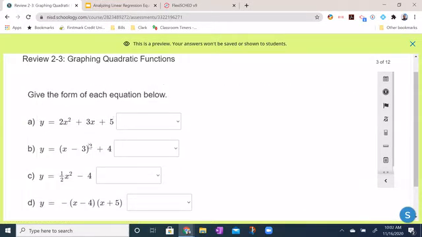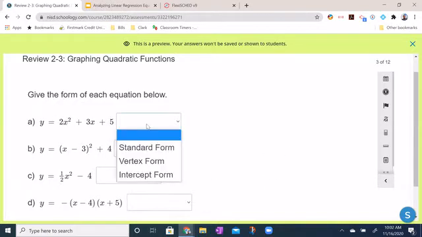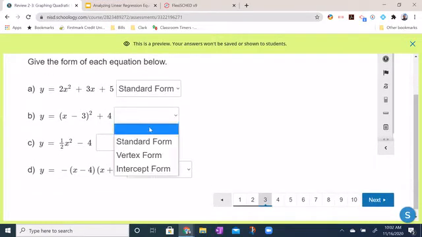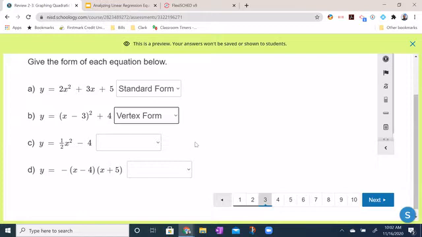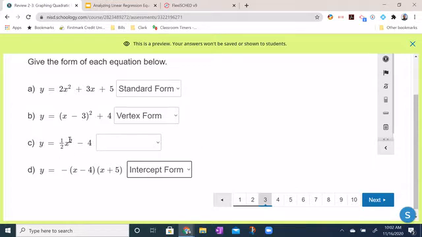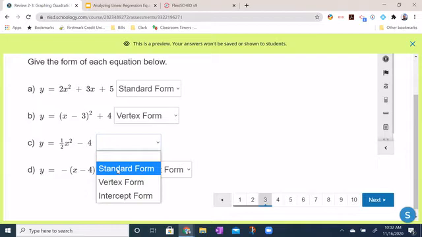And then here you have specific quadratics, and you can put them in whatever form. Here we have a square, no parentheses, standard form all day long. Here we have parentheses squared, vertex form. I'm going to skip C, let's go to D. No parentheses at all, that's intercept form. C I want to talk about. Here we have a square, no parentheses, this one's standard form.